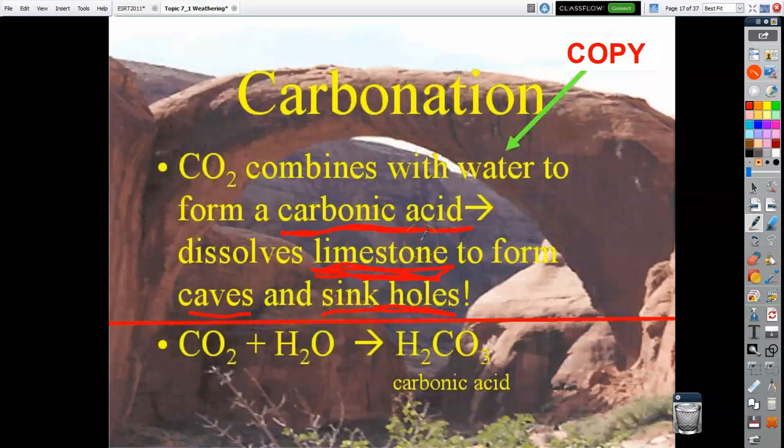If you've ever been to Howe Caverns, that's how Howe Caverns formed. Out there is a lot of limestone rock under the surface, and over time the rainwater, which was carbonic acid, mixed into the limestone and started to slowly eat away at it to form things like Howe Caverns.